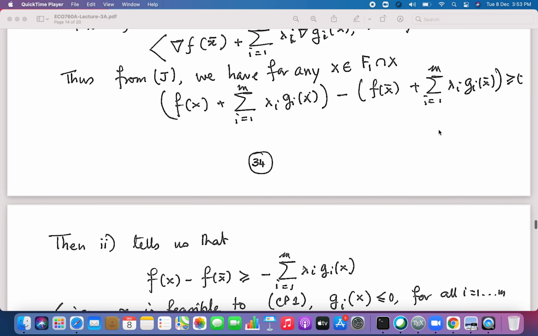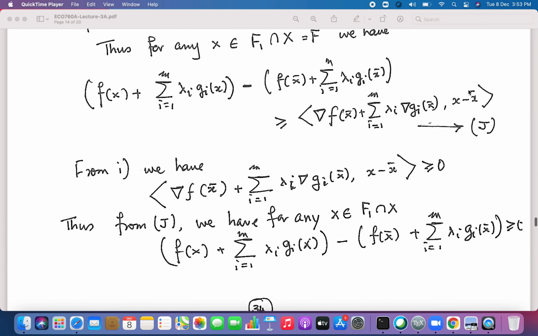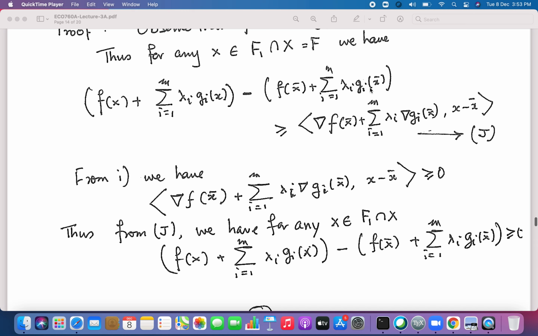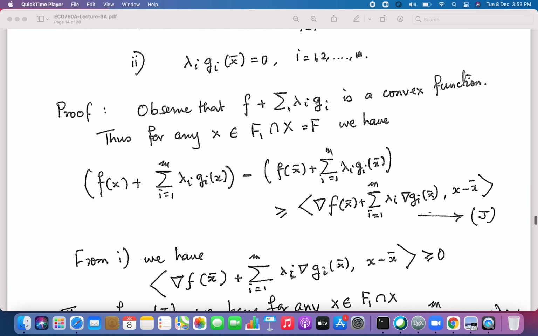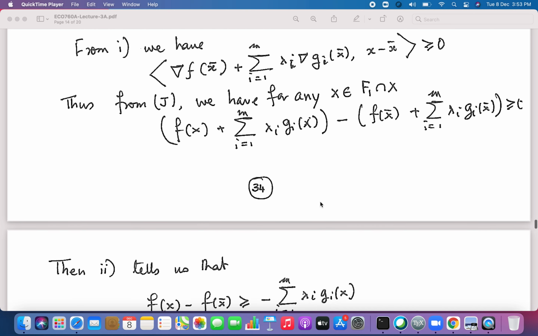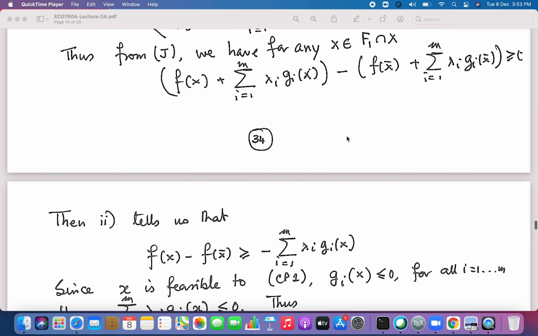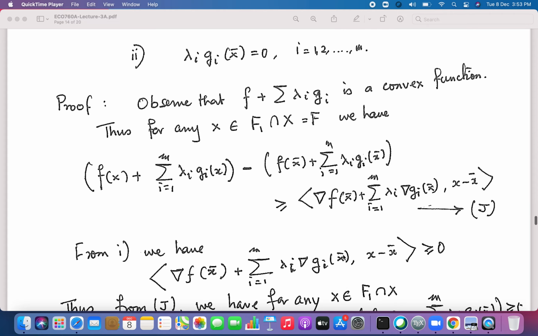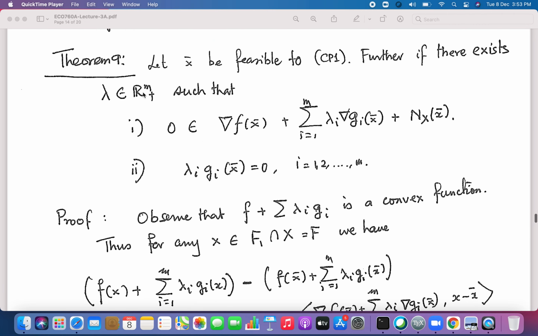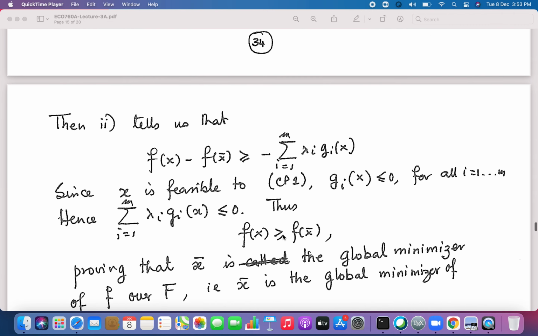Now you know again lambda i gi of x bar is equal to 0. So that is the complementary slackness condition. So you see how important it is. So this part will vanish. So I'll have f(x) minus f(x bar) is greater than or equal to minus summation i equal to 1 to m lambda i gi(x). x being the feasible point, gi(x) is less than or equal to 0 and the lambda i are all greater than or equal to 0 because lambda is in R^m_+. So lambda is greater than or equal to 0.